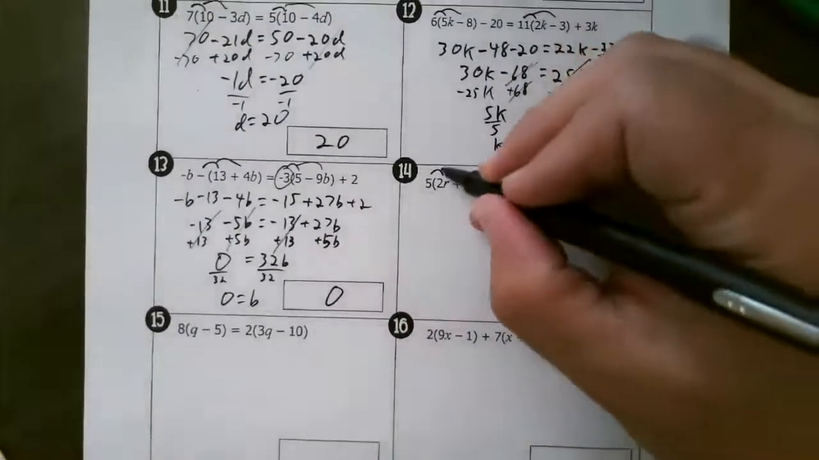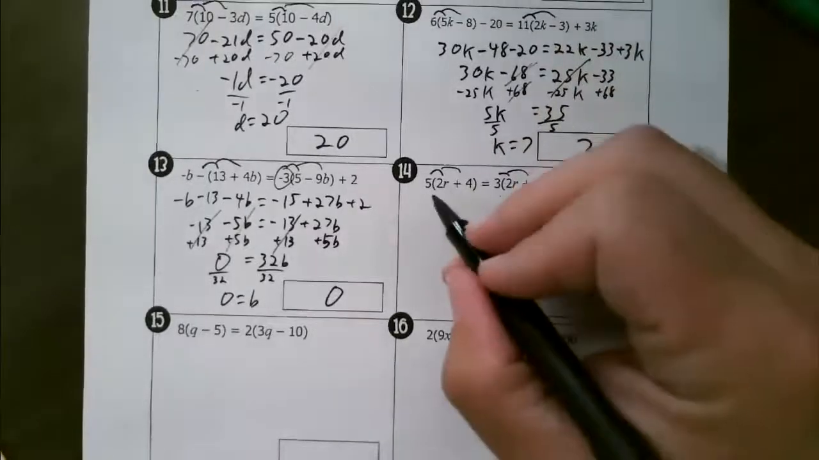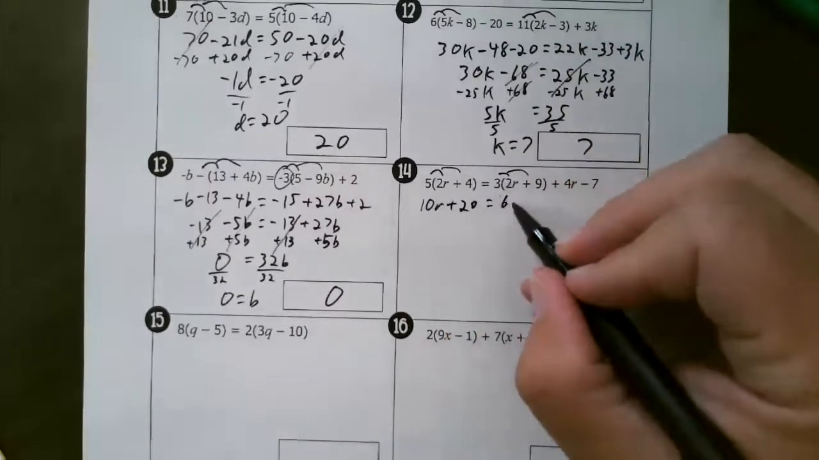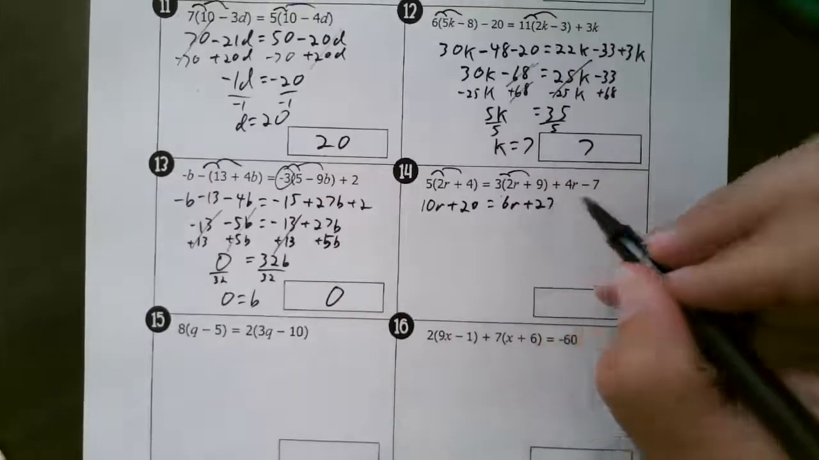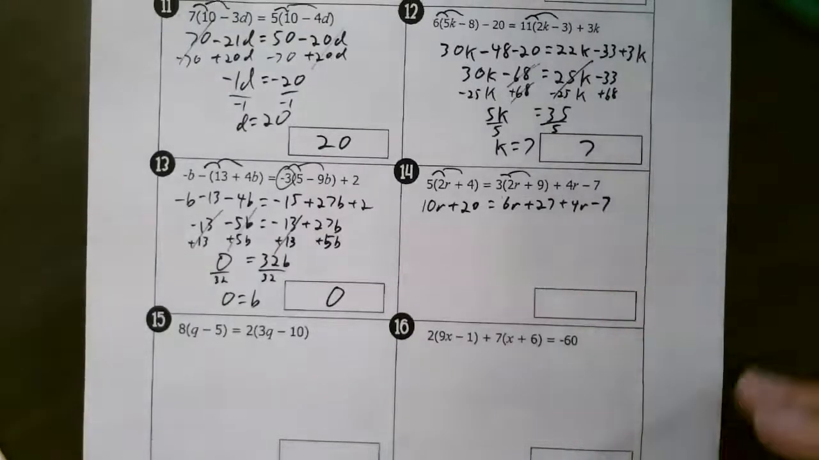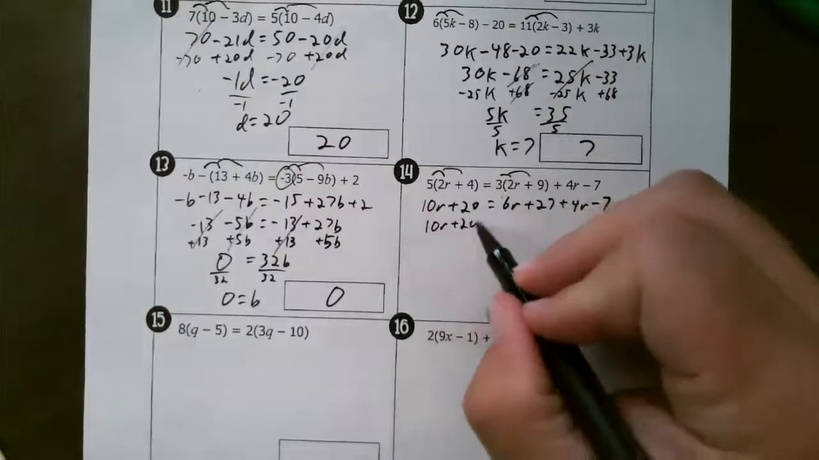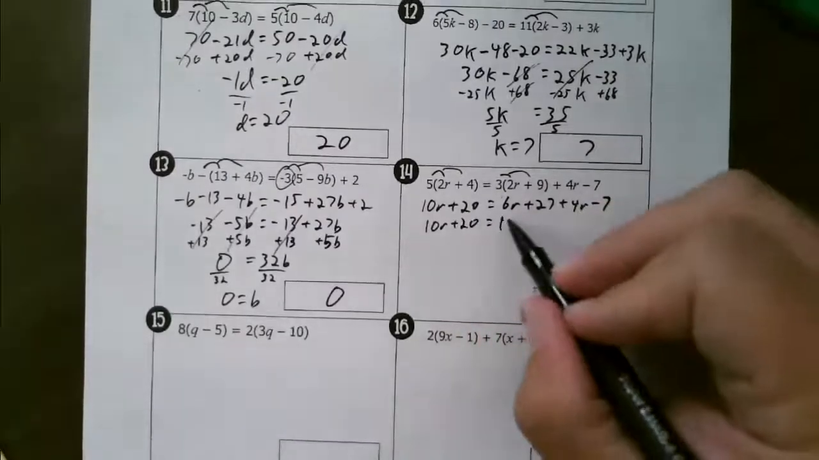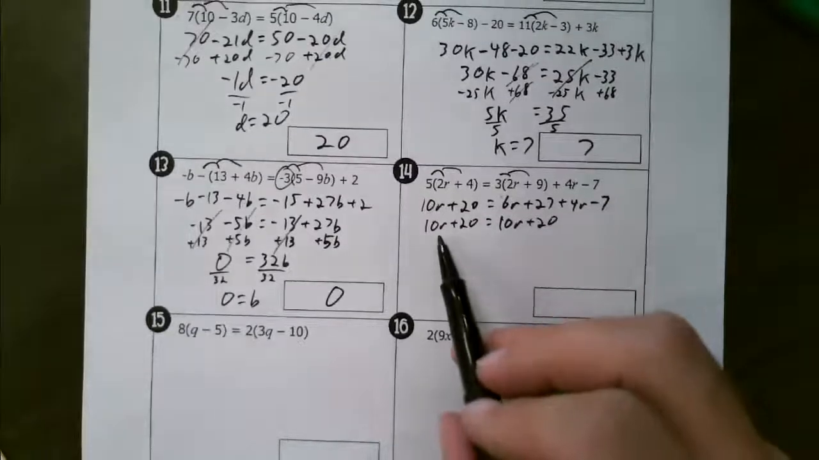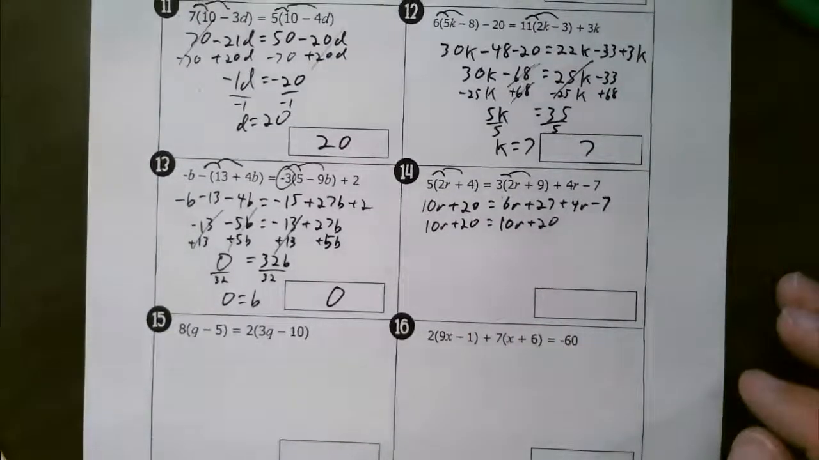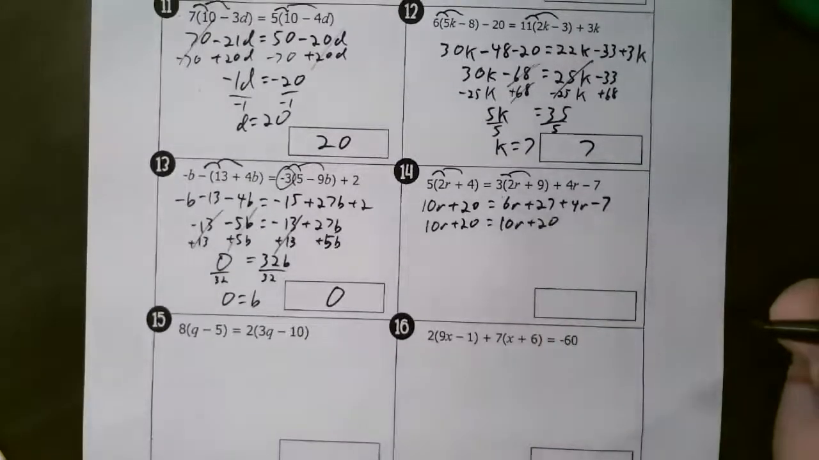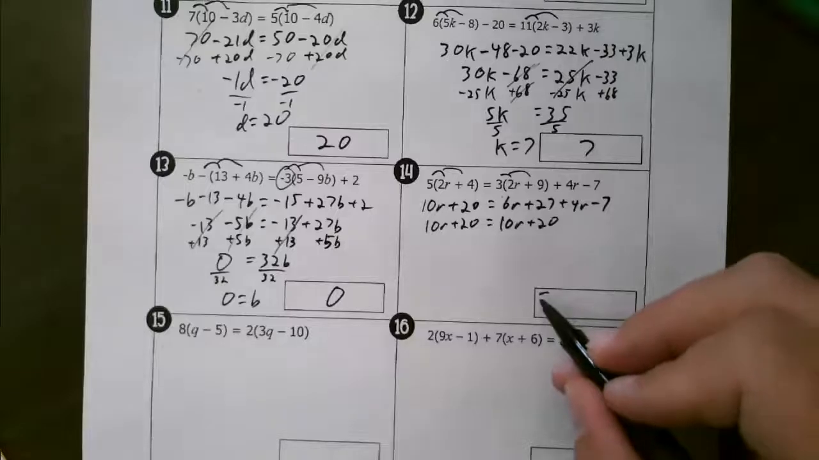On number 14, distribute the 5, distribute the 3. That's 10r plus 20. This is 6r plus 27. And we still have the 4r and the 7. Combine like terms. So on the right side, the 2 r's give us 10r. The 27 and the negative 7 gives us 20. As of right now, we already have the exact same thing on both sides of our equation. We can say that we come out with a true statement, and this is going to be infinite solutions.